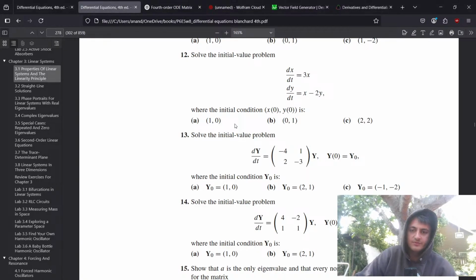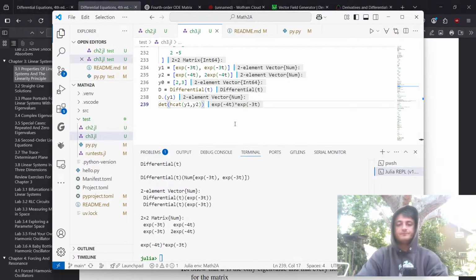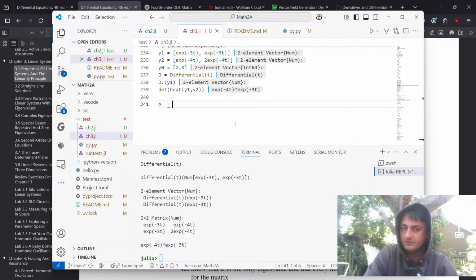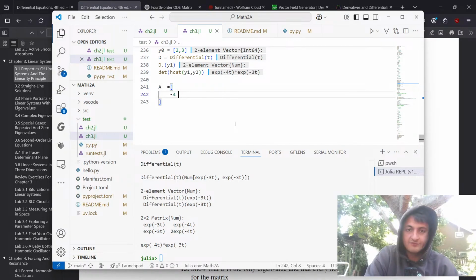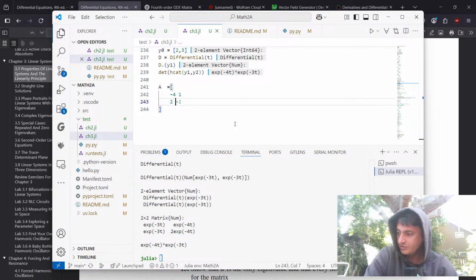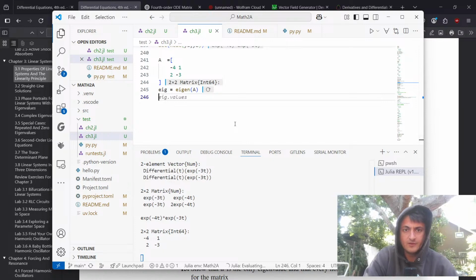Okay, so let me just at least write down the matrix and then we'll do it. So for 13, we have A is equal to minus 4, 1, 2, minus 3, and Y0 is equal to 1, 0, and 2, 1. All right. So we have A is equal to minus 4, 1, 2, minus 3. E is equal to, let's just say, eigen of A.